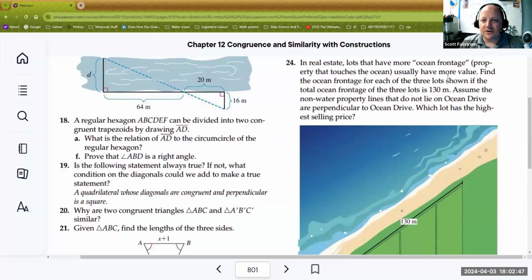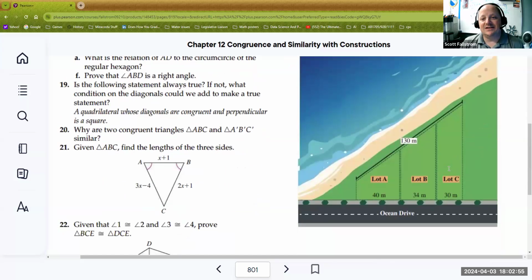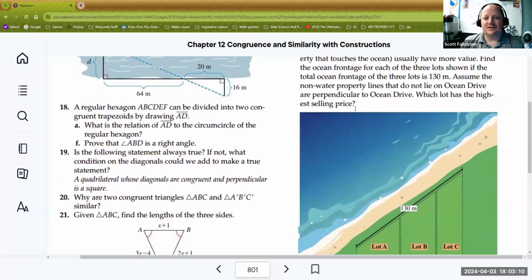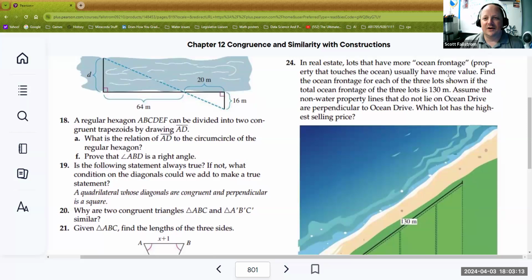Oceanfront footage. The ocean frontage for the 3 lots is shown here. Assume the non-water property lines are perpendicular to Ocean Drive. Which lot has the highest selling price? So we have 130 total meters here, and it looks like we've split it up into different chunks. Assume more ocean frontage means more value. So we're ignoring a whole bunch. And these are just lots, so there's nothing on there. You have to assume everything else about them is identical.